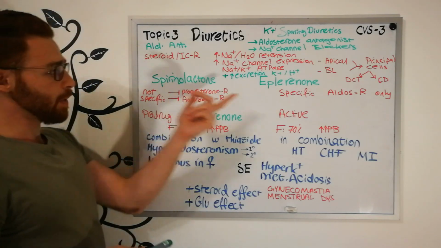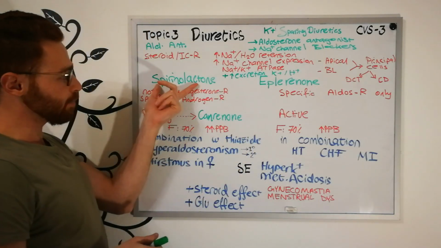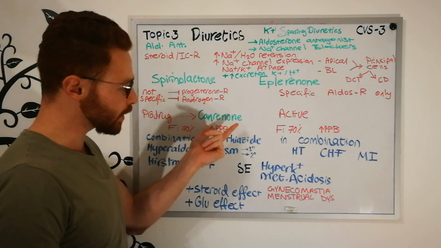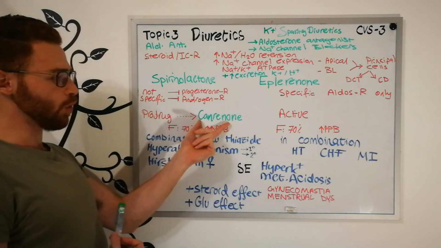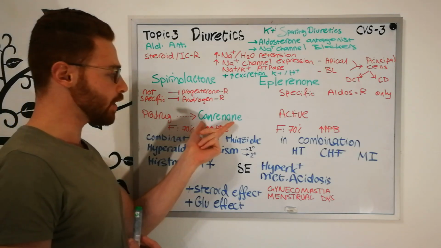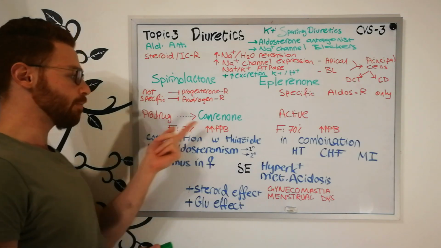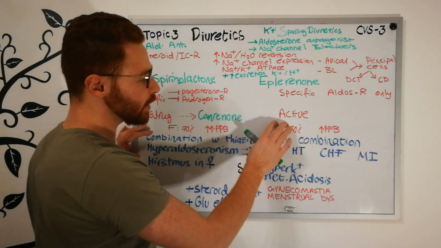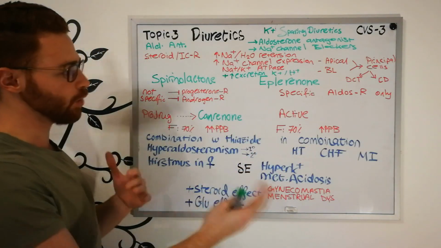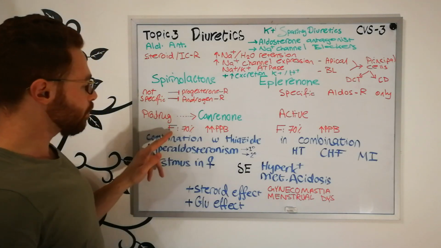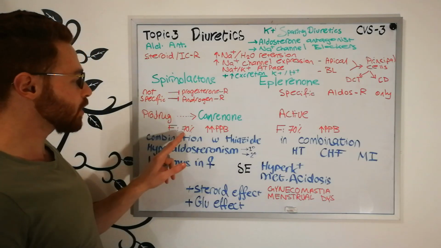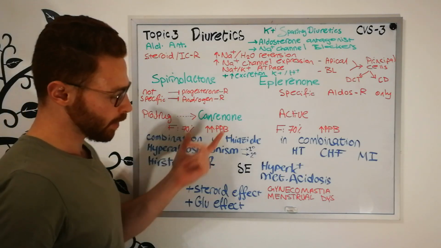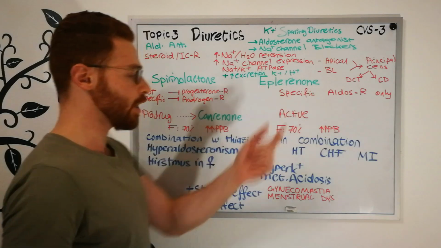Now, another difference between spironolactone and eplerenone is that spironolactone is not an active drug. It is a prodrug that needs to be converted to the active drug, which is the so-called canrenone. Canrenone is produced in the liver by biotransformation from spironolactone. On the other hand, eplerenone is active already. It doesn't need to be converted to the active form. The oral bioavailability of spironolactone is 70%, same for eplerenone, but spironolactone has a little bit higher plasma protein binding than eplerenone.